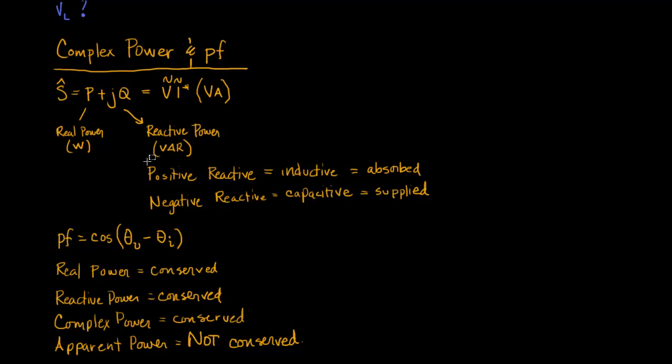You'll want to likely memorize these things, or at least understand how they work. If Q is positive, then you're dealing with a primarily inductive load. In primarily inductive loads, power is absorbed. It should be very familiar from the earlier investigations we've done in power that when the value for power is positive, that power is absorbed. And the case is the same here. If it's a negative reactive power, then it's capacitive and power is supplied.